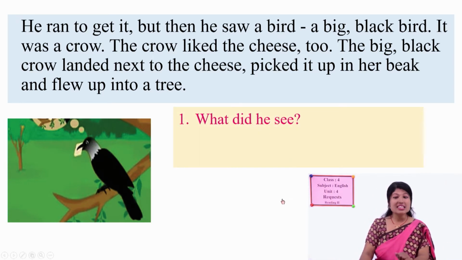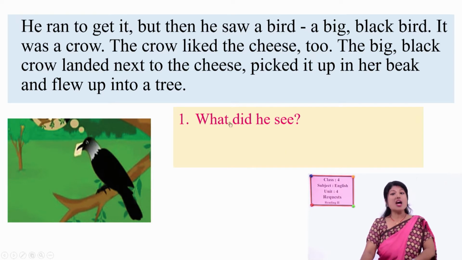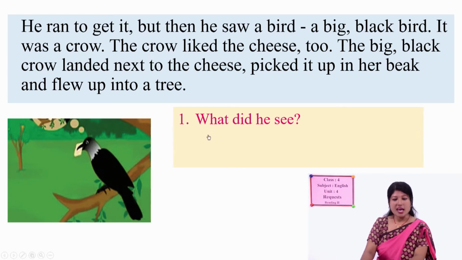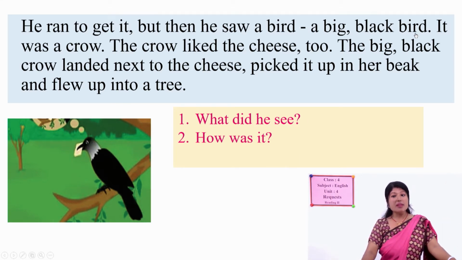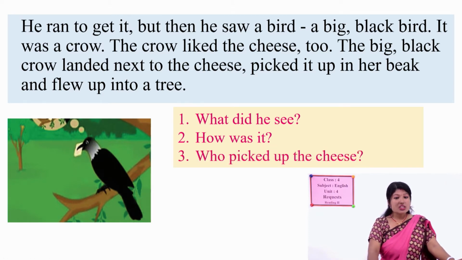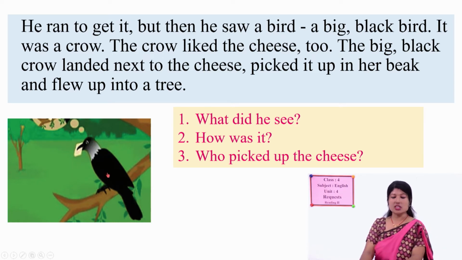What did he see? He saw a bird. And another question is, how was the bird? A big black bird. It was big and black. Who picked up the cheese? As we can see, the crow picked up the cheese.